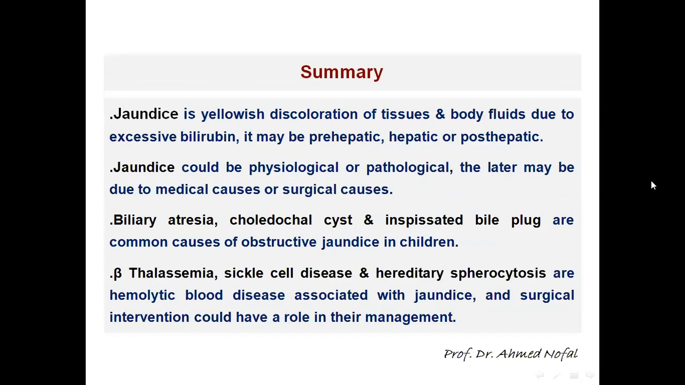In summary, jaundice is a yellowish discoloration of tissues and body fluids due to excessive bilirubin, and may be prehepatic, hepatic, or posthepatic. Jaundice could be physiological or pathological. The latter may be due to medical causes or surgical causes. Biliary atresia, choledochal cyst, and inspissated bile plug are common causes of obstructive jaundice in children. Beta thalassemia, sickle cell disease, and hereditary spherocytosis are hemolytic blood diseases associated with jaundice, and surgical intervention could have a role in their management. Thank you.